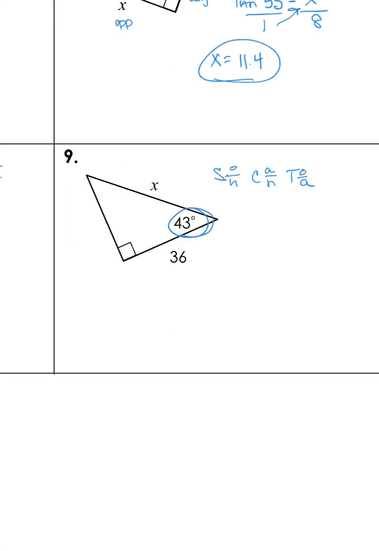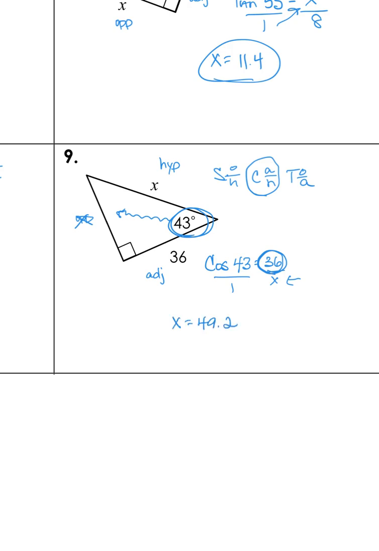All right, so here's my angle. The box points to my hypotenuse. The side way over here would have been the opposite side, which has no number. That means this is the adjacent side. So A and H gives me cosine. Cosine 43, that's our angle. Adjacent over hypotenuse. Again, the letters on bottom, that means we divide. So 36 divided by cos 43. And that gives me 49.2.